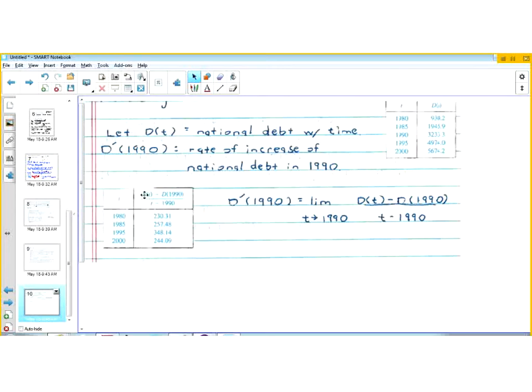So D prime of 1990 is the rate of increase of the national debt in 1990, right? And so we have this delta y over delta x notion. We have debt with time. We want to calculate the average rate of change of the debt with time. So this is this table right here. This is the average rate of change.